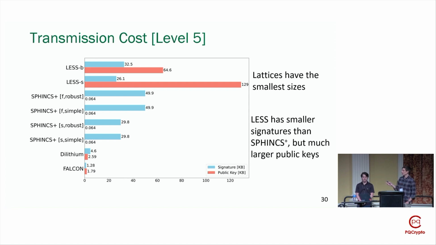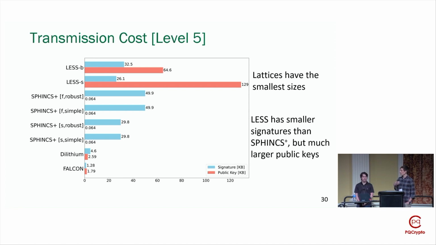here is the comparison of the transmission costs for the public key and signatures. You can see, obviously, the lattices are doing the best between these 4 algorithms. And then comparing SPHINCS+ to LESS, LESS does achieve slightly smaller signatures for the short parameter set, but at the cost of much larger public keys. That's because you have the very large generator matrices that you need to transmit, and for the short parameters, you have multiple of those matrices.